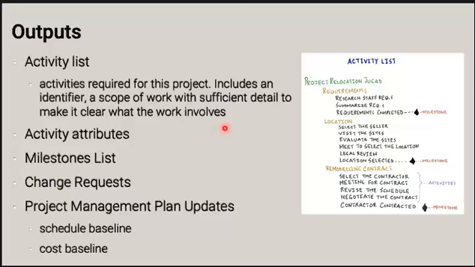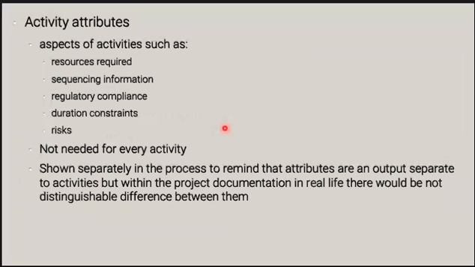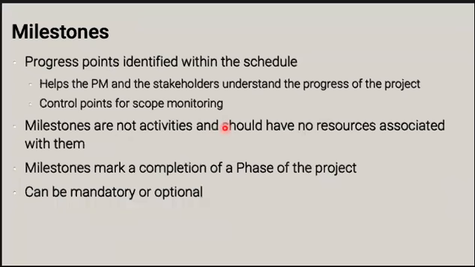Change requests can be raised to change scope or other baselines, because more work that was earlier missed may become apparent during the execution process, and because of those change requests you may end up updating the schedule baseline and the cost baseline. I did list activity attributes already, so I mentioned that, and I mentioned milestones.